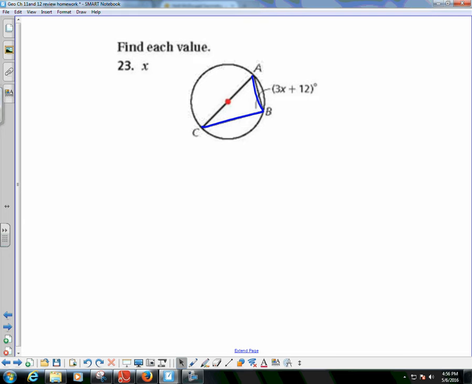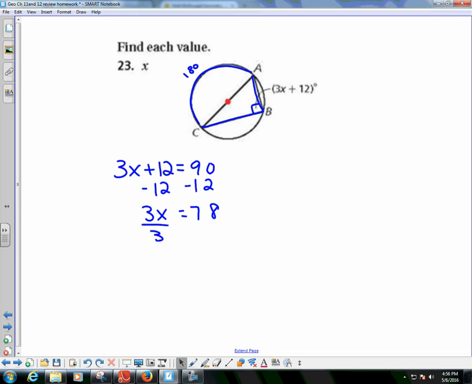So this angle subtends a semicircle, and we have a theorem that says if my angle subtends a semicircle, then the angle is 90 degrees. And it makes sense because the measure of this arc is 180, so it makes perfect sense. So in order to find x, I'm going to say 3x plus 12 equals 90. I'm going to subtract 12 from both sides. 3x equals 78. Divide both sides by 3. X equals 26. It is not measured in degrees. X is 26. That's your final answer.